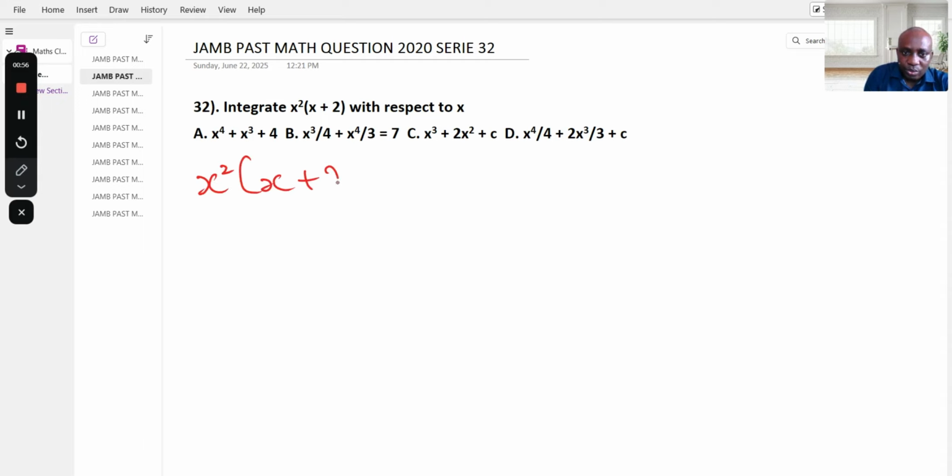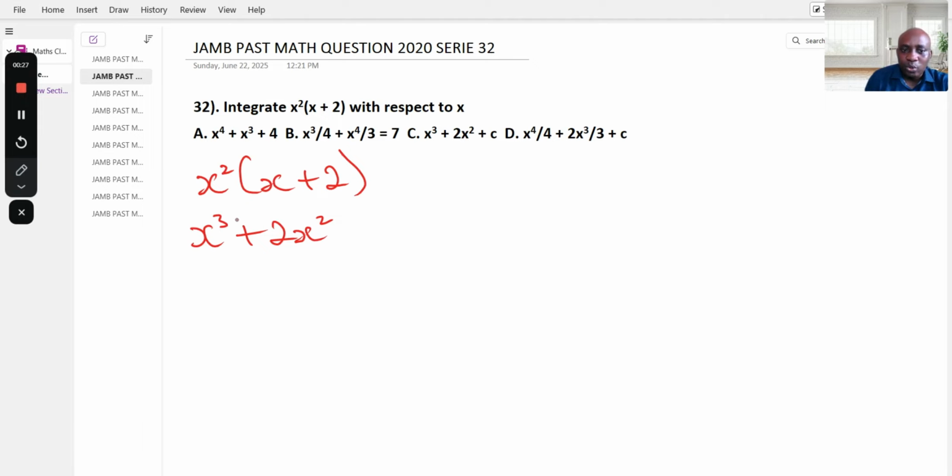x plus 2. Now let's expand the bracket. Let's open the bracket. x raised to power 2 times x is going to give me x cubed, plus 2x squared, plus 2x. Now I've expanded it. This one looks like the final answer of dy/dx. If you want to go backward, you are going to add 1 to the raised power, and divide it with your final answer that you get.